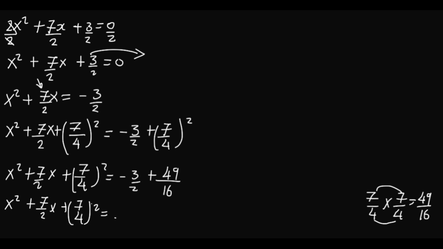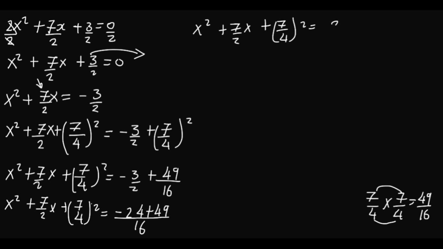So now we can find the lowest common denominator. The lowest common denominator for 2 and 16 is 16. Then we can divide 2 into 16 is 8, multiplied by negative 3 is negative 24, plus 16 into 16 is 1 times 49, that is 49. So we can now continue. x squared plus 7 over 2 x plus 7 over 4 squared. So we can now subtract the numerator. We get 25 over 16.